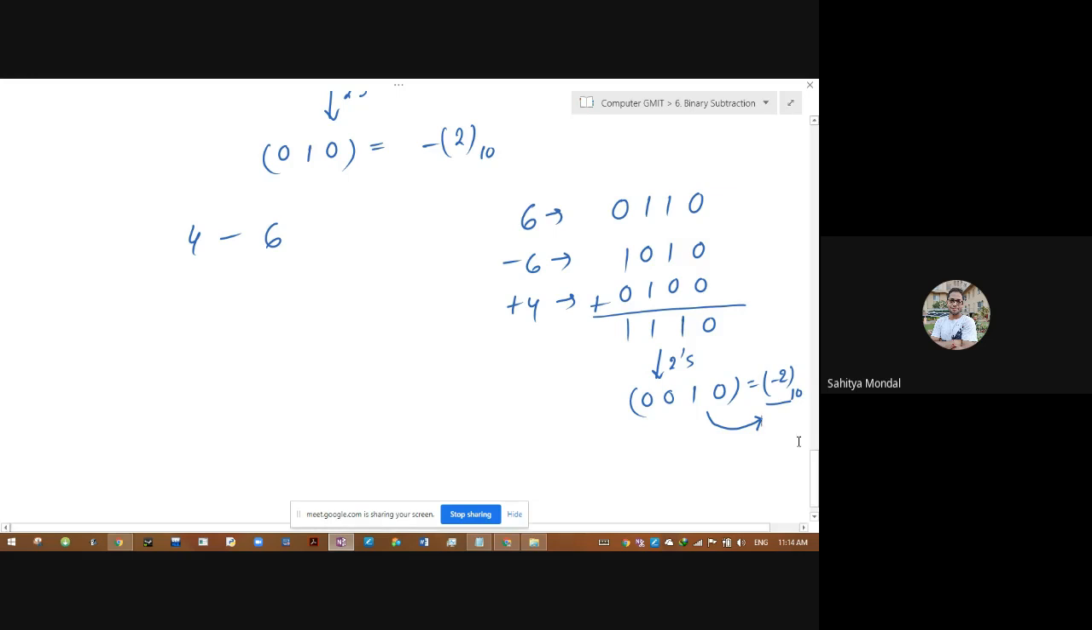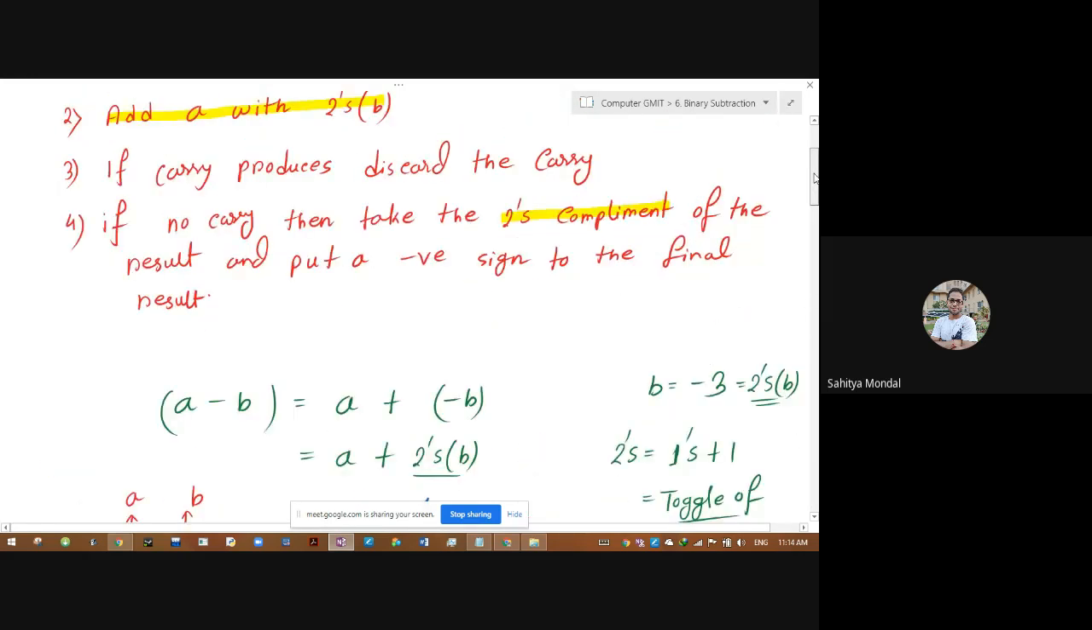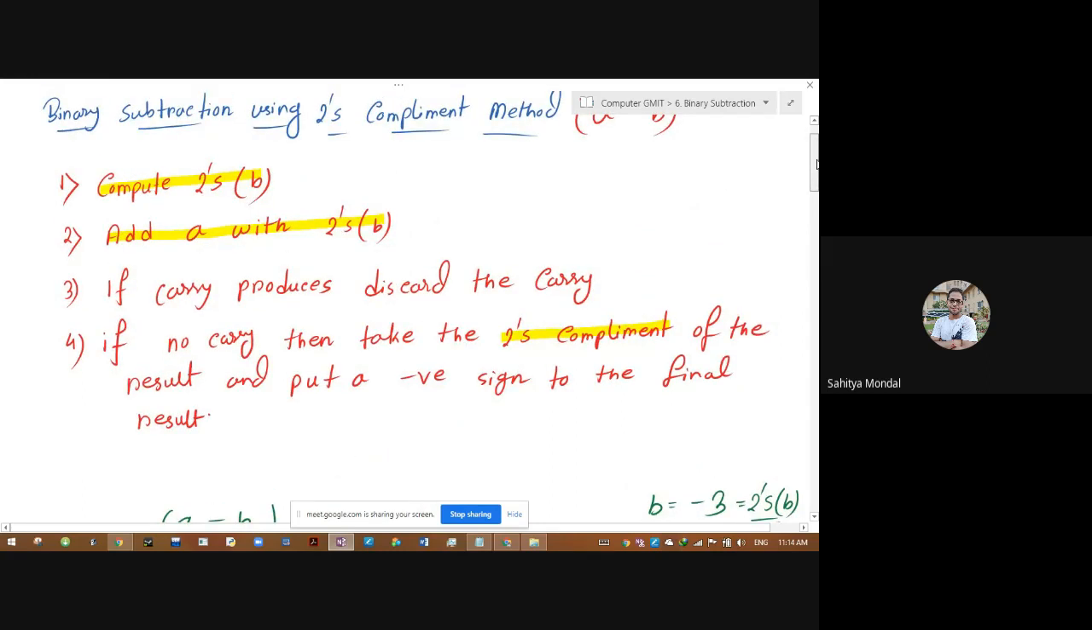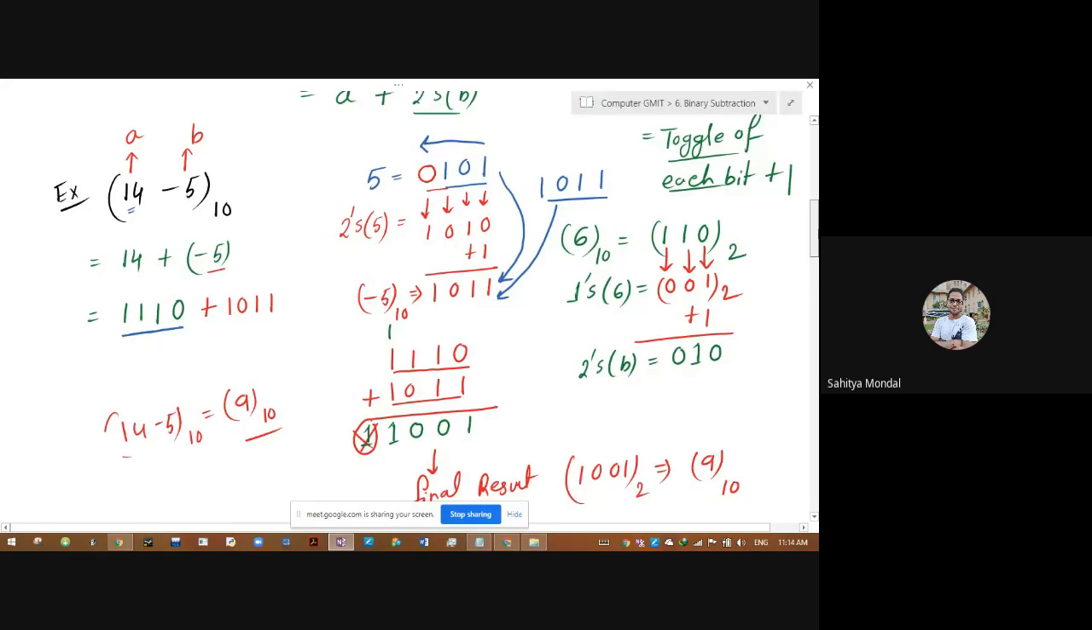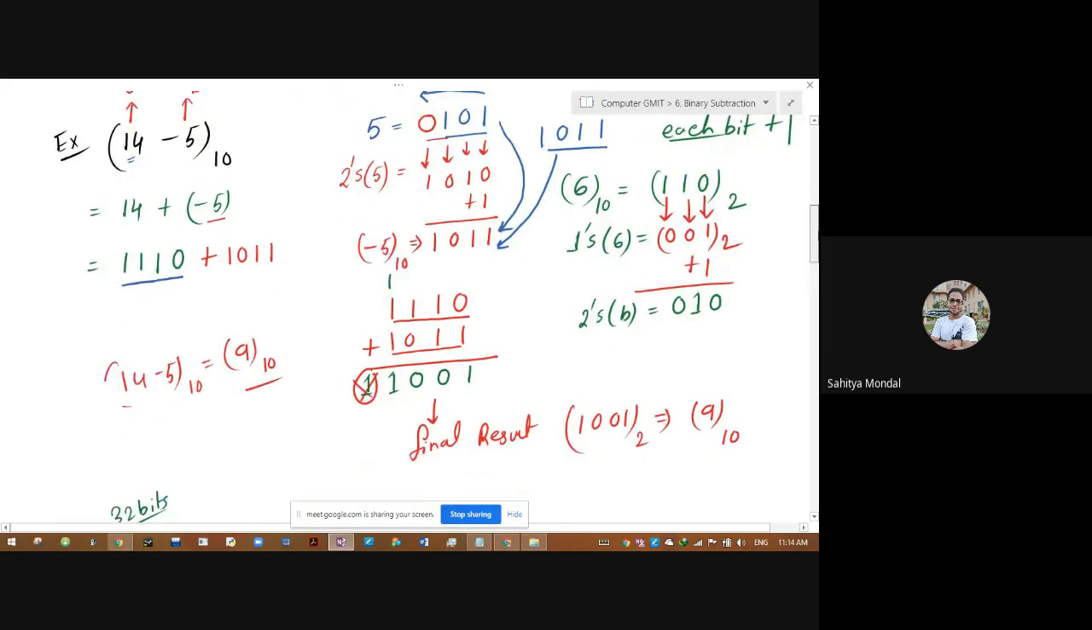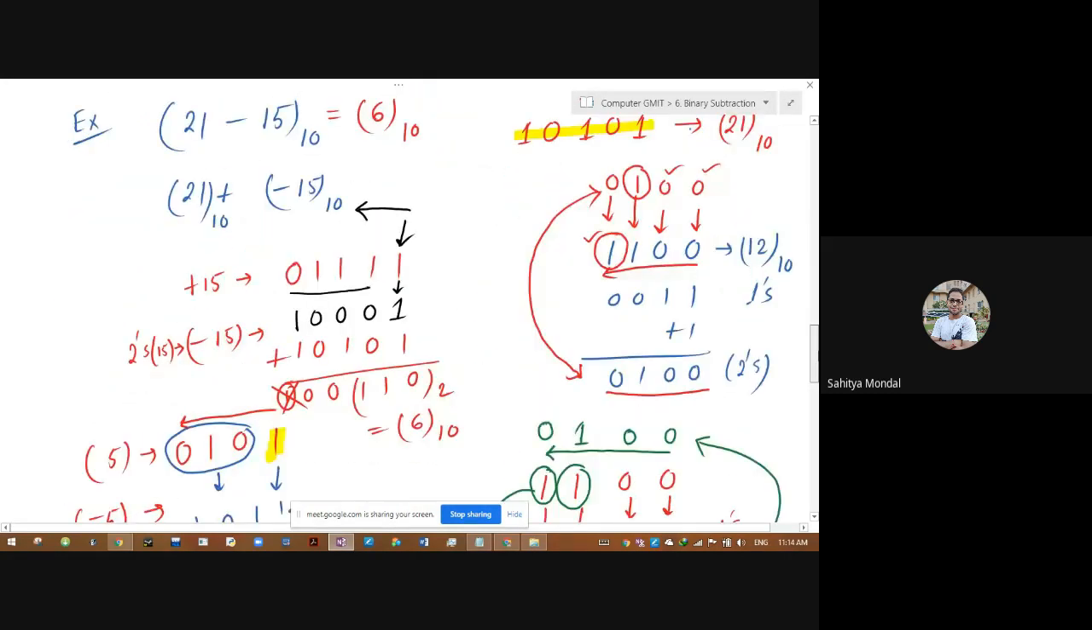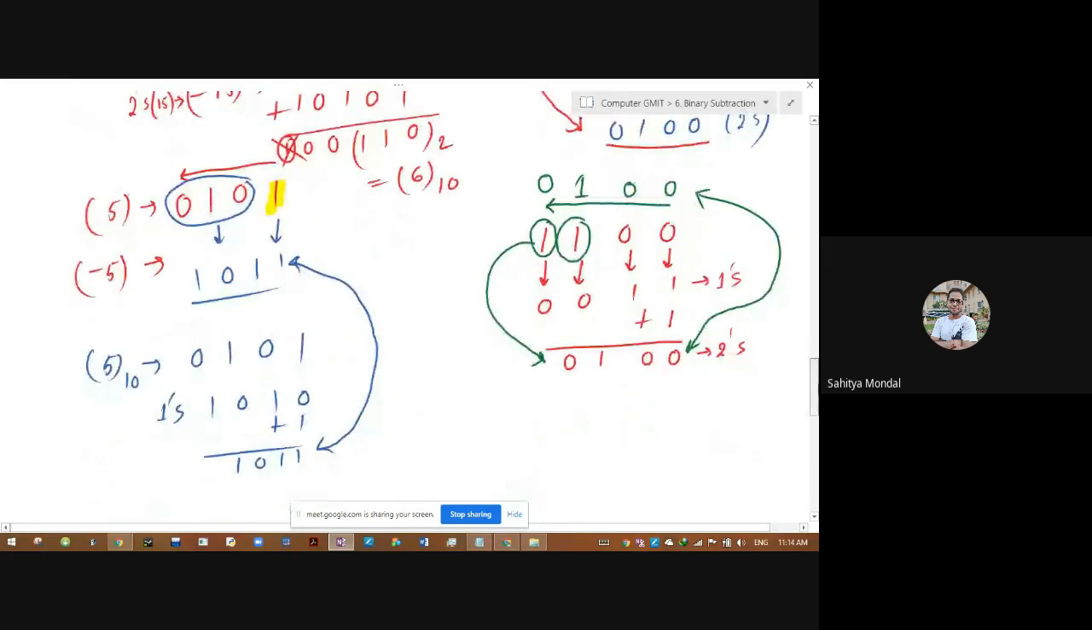Okay, so that's all for today, and I hope you will practice more with these two different things. Simple thing: if the first number is greater and the second number is less, you will definitely get a carry, and the carry will be discarded. If the second number is higher than the first one, then you will get no carry. In that case, you have to do the 2's complement, because it is going to be a final negative number, like 5 minus 9, it will be minus 4.